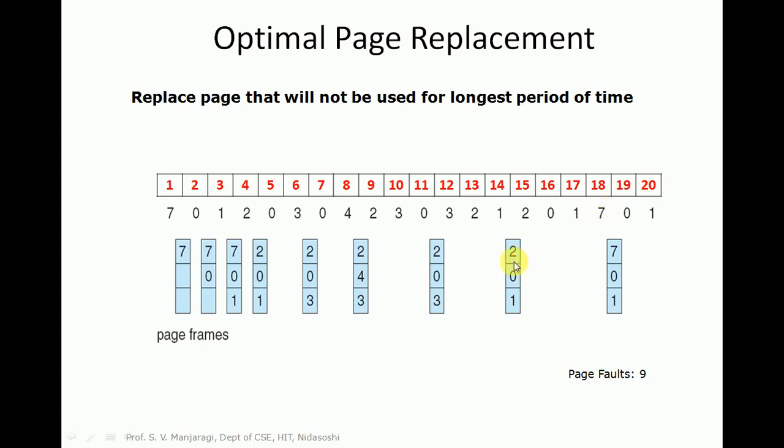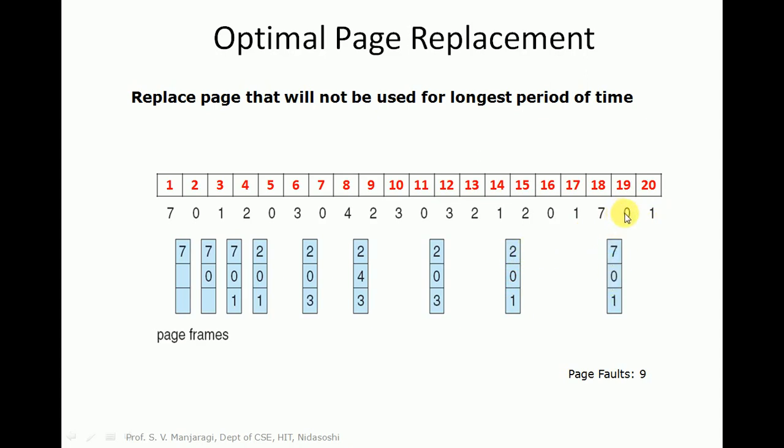So 7 is not there in the memory. Page fault occurs. We need to bring 7 from disk to the memory. No free frames left here. So we need to go for the replacement. So among 2, 0, 1, which one will we choose for the replacement? Okay, let us see. So here 2 will not be used in future, but 0 and 1 are used in future. So the decision is very simple here. 2 can be replaced with 7.